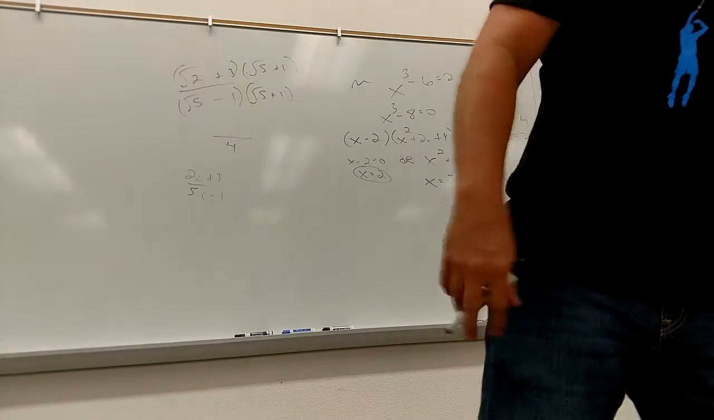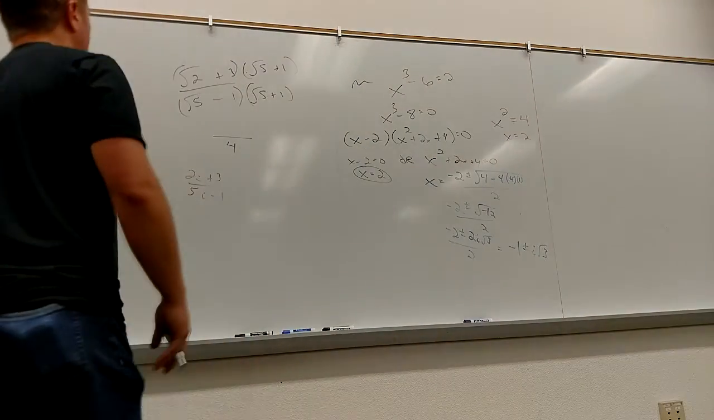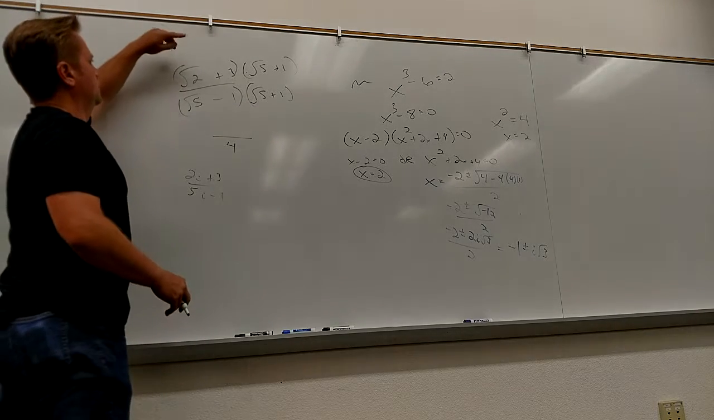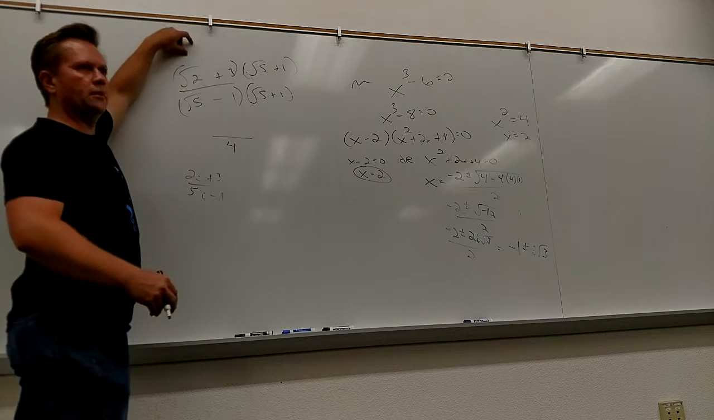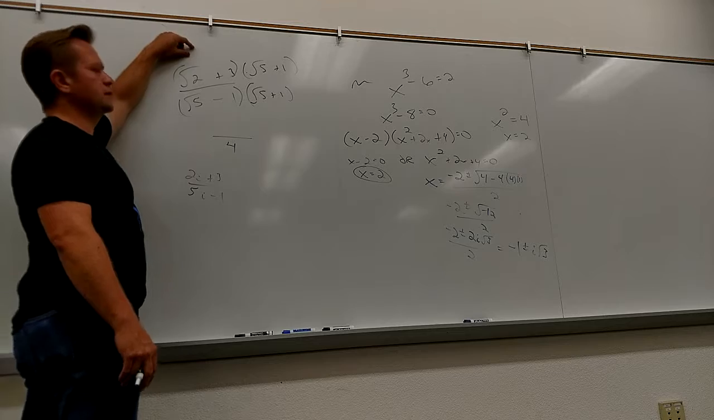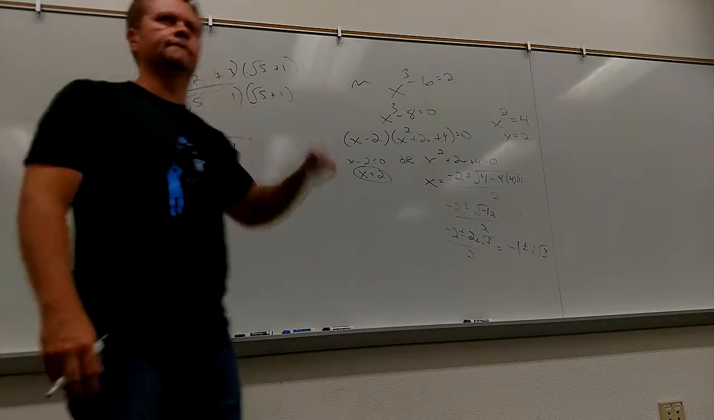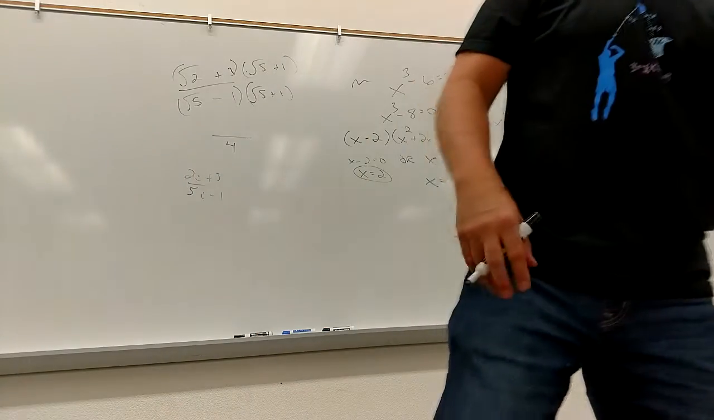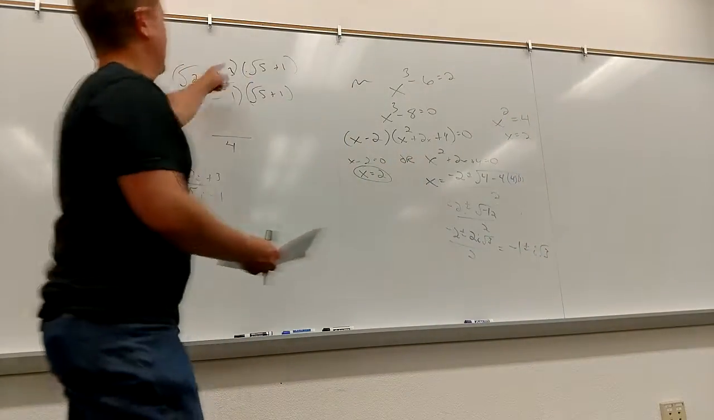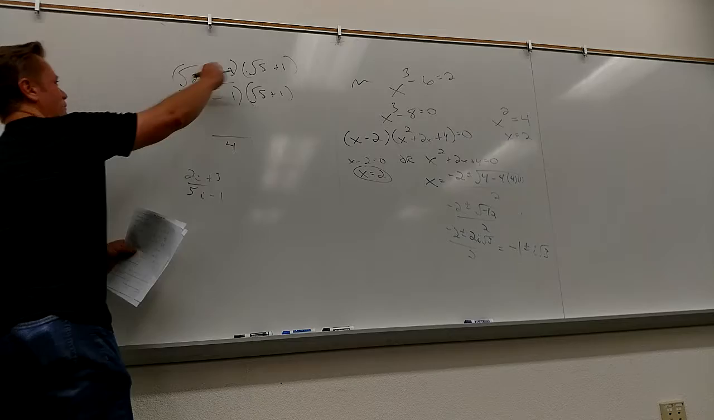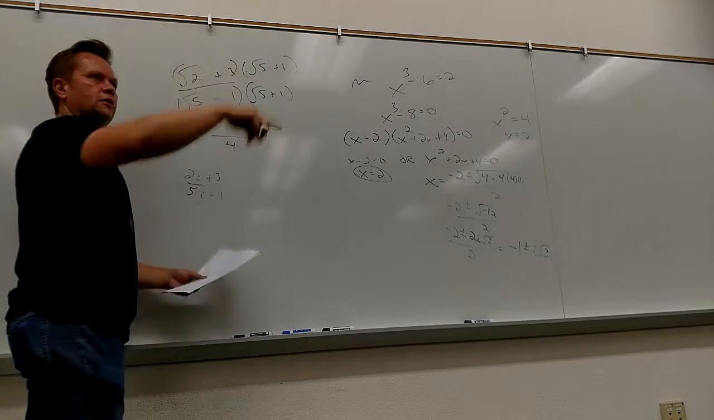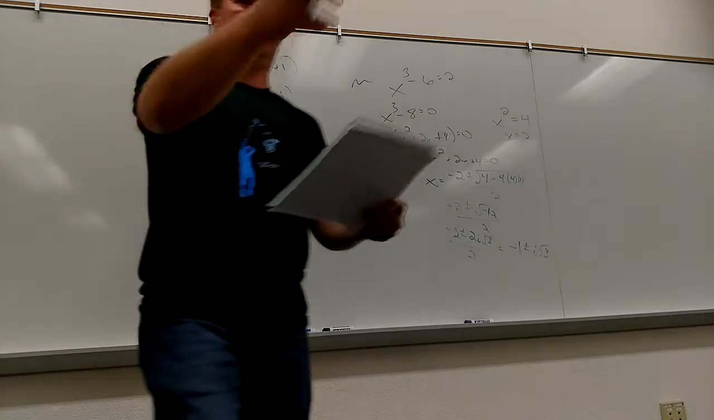Can we just keep it like that instead of FOILing it out? The rad 2 plus 3 times... No, you better FOIL that out. Otherwise, it's not really simplified. Now, can I? Yeah, I can. No, but what would it be? It'd be rad 10. Yeah, just do it.